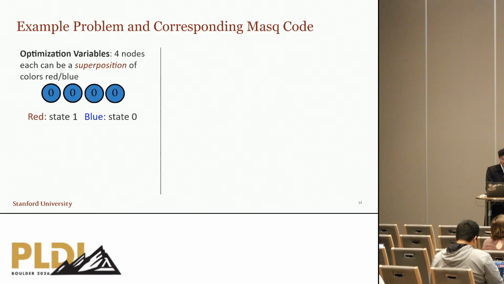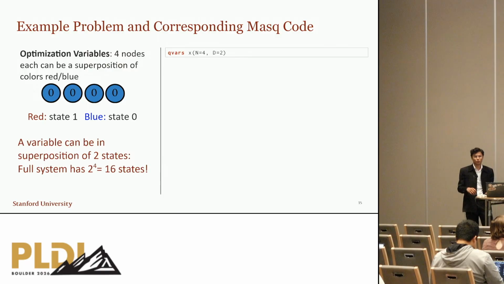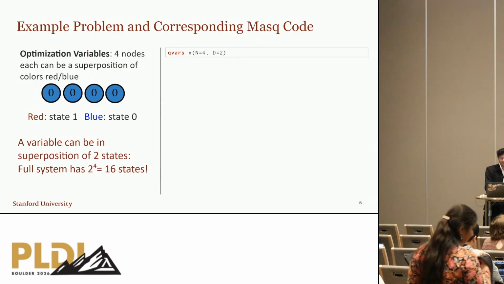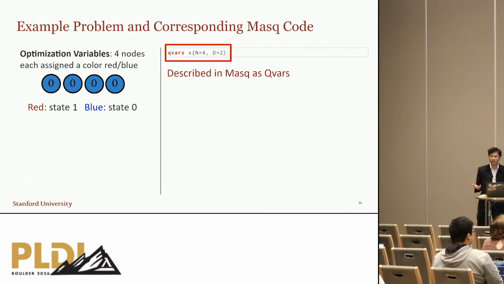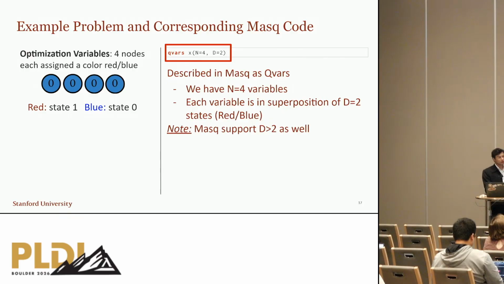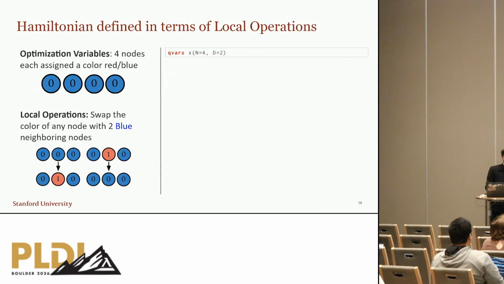state 1 or 0 respectively. We have 4 variables, so 2 to the power 4 possible states, or 16 states in total. We represent these variables in Mask as this QBits object, which has size n equal to 4, each with d equal to 2 states. Note that we can support higher order systems as well, which is actually very common in this domain, especially used by physics simulation folks.